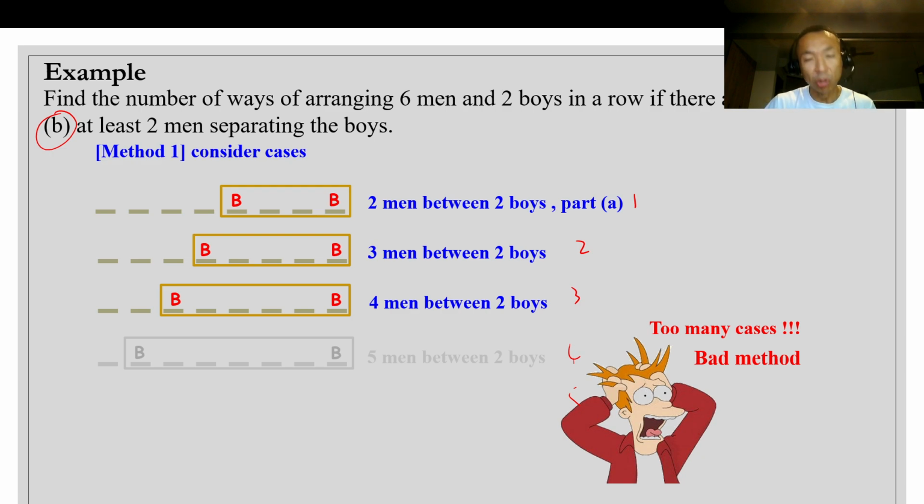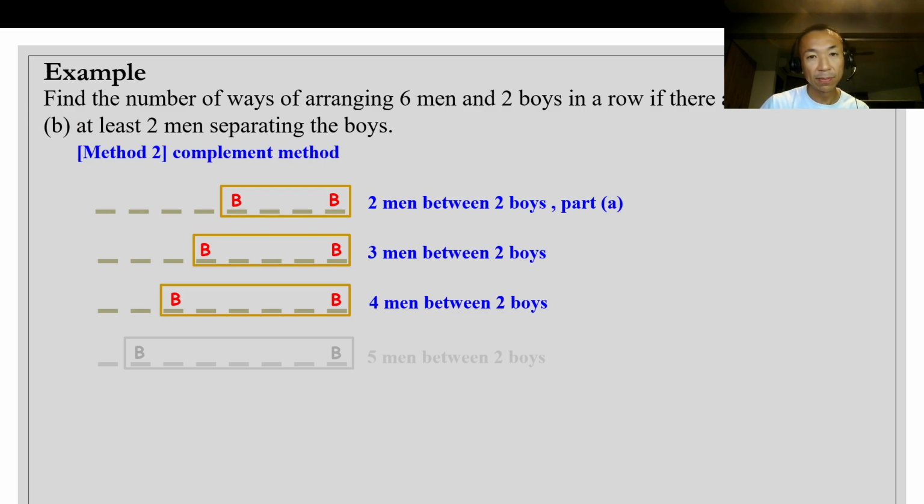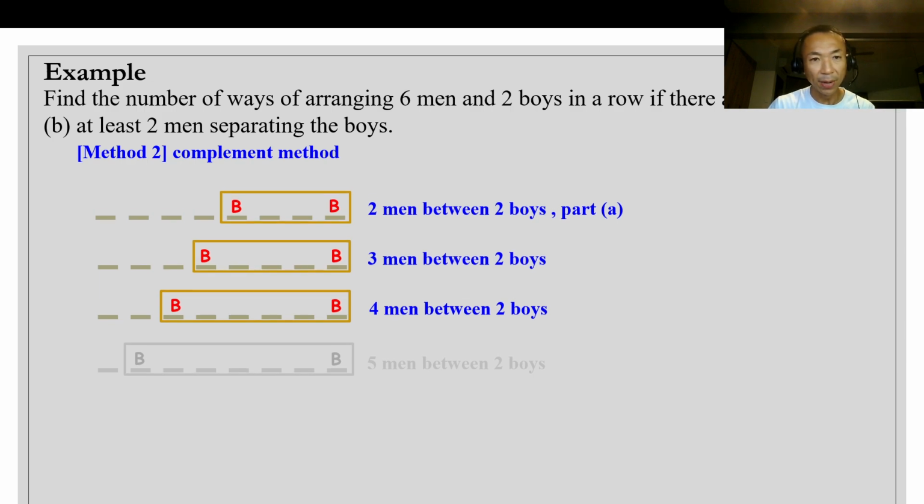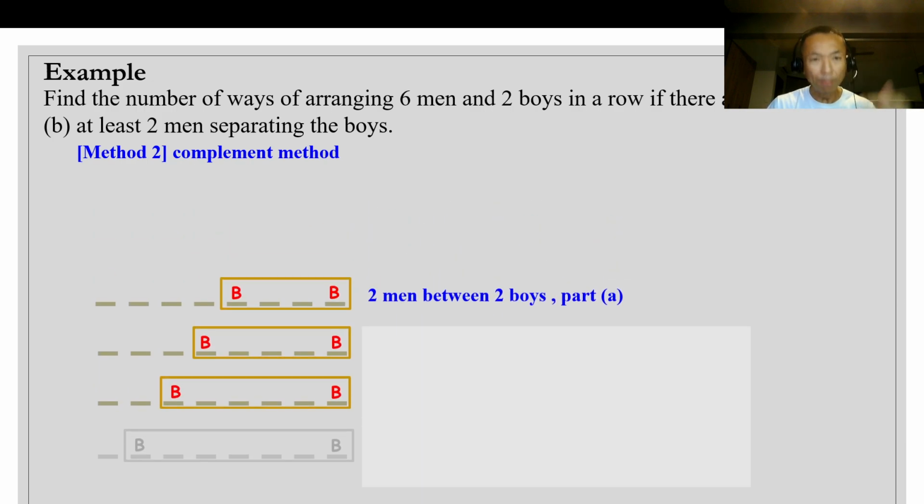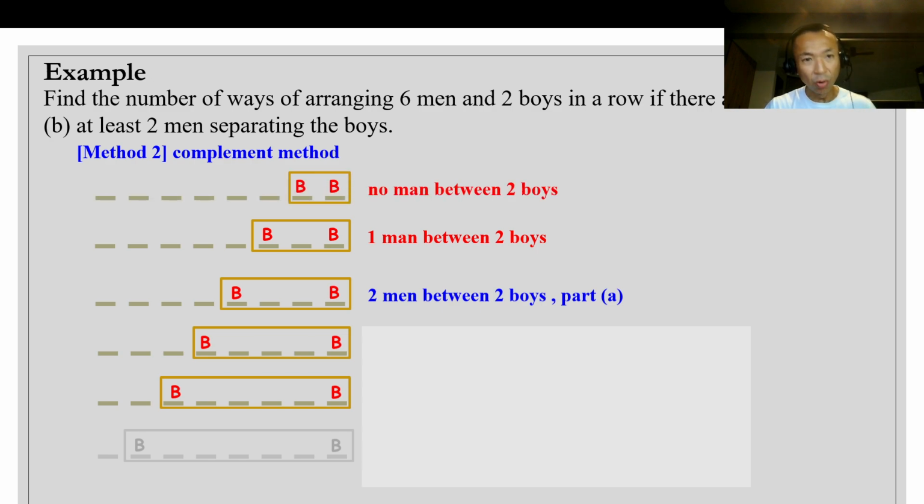It's bad because it's time consuming. I would like to present another method, alright, which is the complement method. What do we mean by complement method? This is all the cases that we want, but the complement is actually 1 man separating the boys and 0 men separating the boys. These 2 are actually the complement of this group. Make sense? So the way to do it is to take the total number of cases minus away these 2 cases.